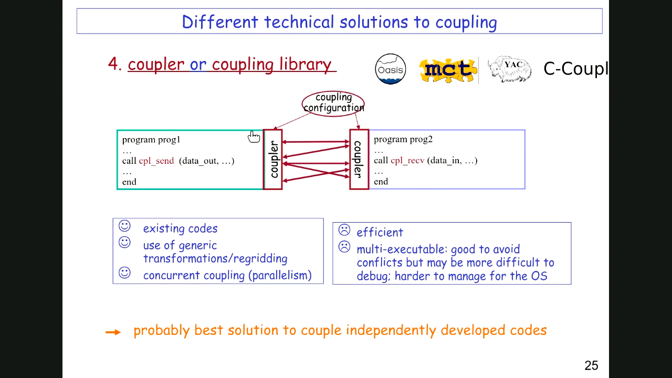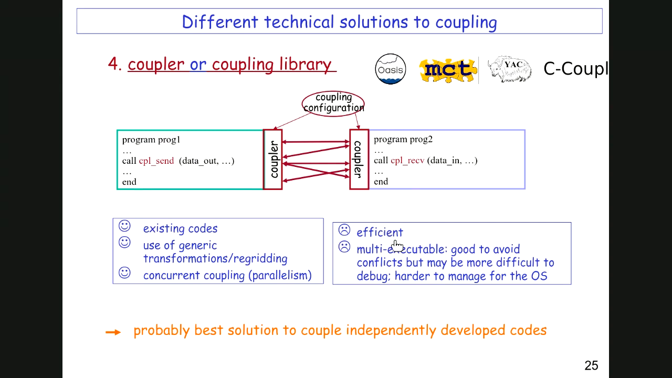And the coupler, or the coupling library, will just at runtime perform the coupling exchanges according to the external configuration file. So the main advantage of this approach is that it's pretty good with existing code because you don't change them, or you change them as little as possible. Of course, you can use all the generic transformation and regridding coming with the coupling software, the coupling library.